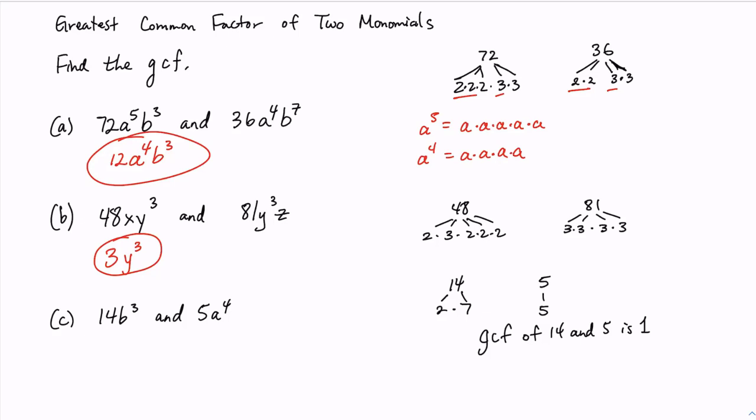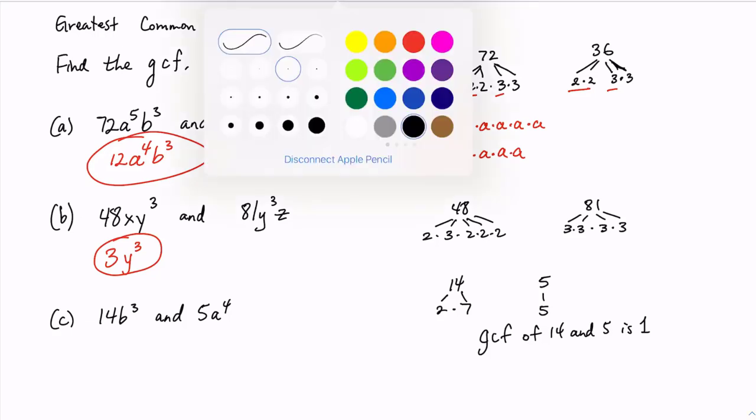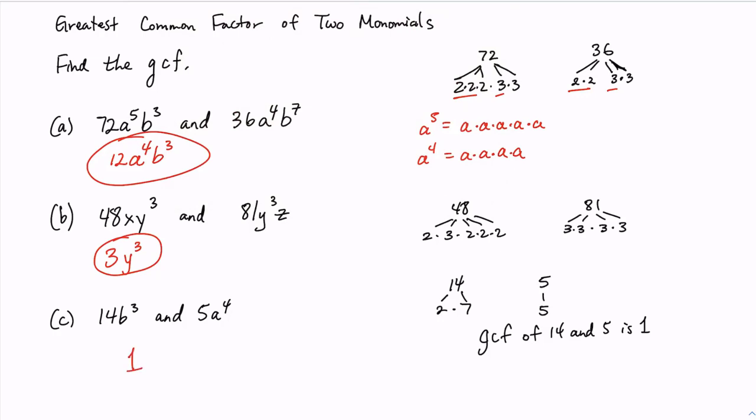Does b to the third and a to the fourth have anything in common? Nope. So what's the GCF of these two monomials? It's simply going to be now the visible one. There we go. It's just the 1.